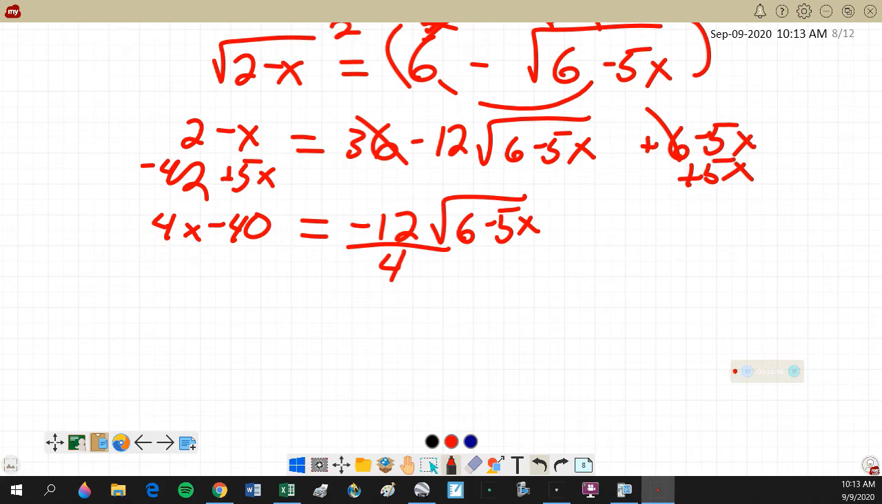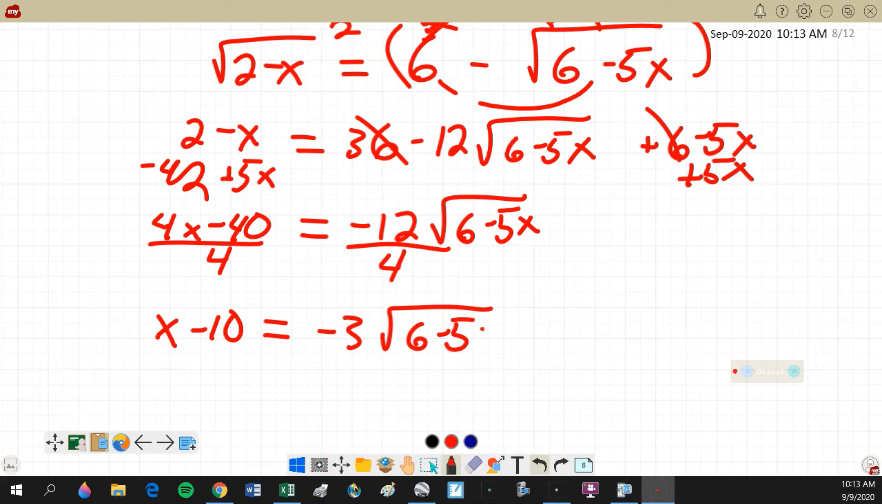We could do negative 4, and then we would have a positive number on the right side, and the negatives and positives on the left would flip. But we're going to square this in a minute, and anytime you square something, it kills the negatives anyways. So I'm not going to worry about dividing by negative 4. X minus 10 equals negative 3 times the square root of 6 minus 5x. Now what? Square both sides.